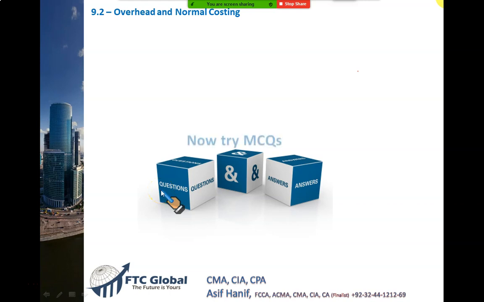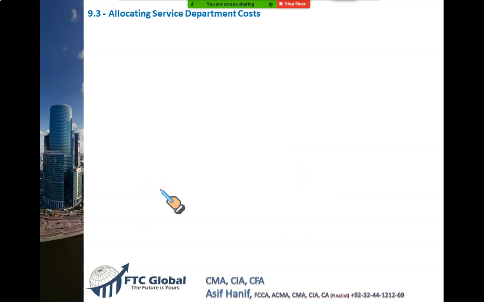Now, this is our last topic in this chapter, chapter number 9, allocating service department cost. How do we allocate the service department cost? Please remember the topic or the chapter we are doing is the cost allocation techniques. So we have learnt the joint cost allocation as 9.1. In 9.2 we learned the normal cost allocation, and now the last one is allocating service department cost.